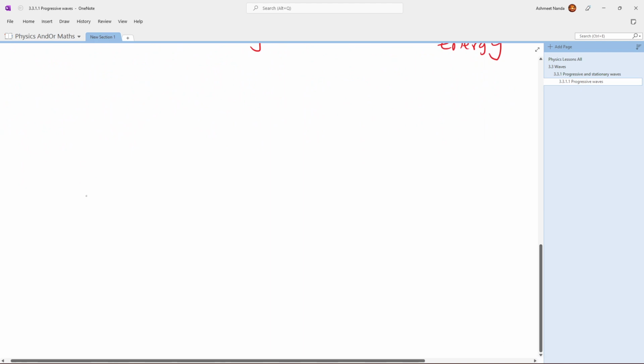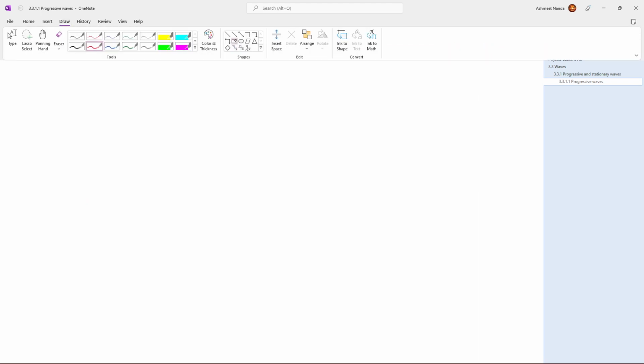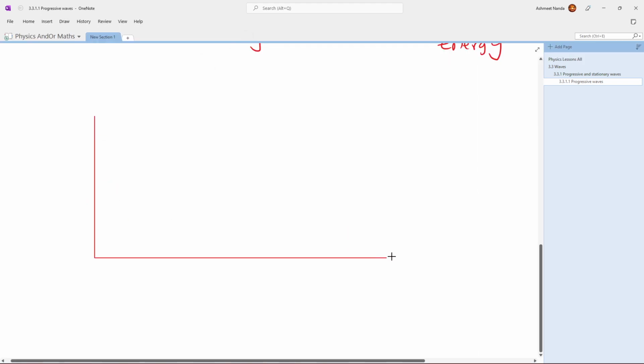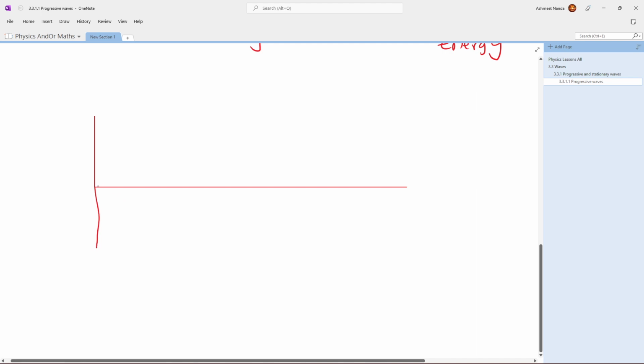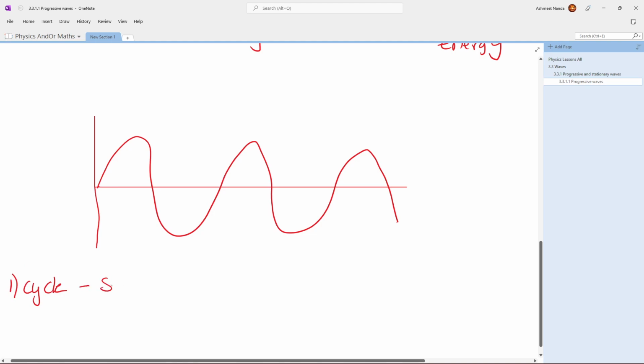Now, we need to know how a wave works, or what it looks like basically. So for that, we will set up a wave. Let's say that it goes down, and it goes up and down and up and down and up. Now, one cycle refers to the same point along a wave. So what does that mean?